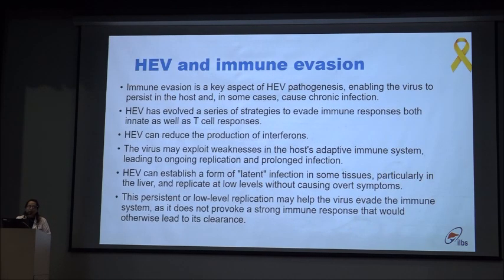This is something alarming. So the new concept is that HEV is capable of immune evasion, and it is a key aspect of its pathogenesis. It allows the virus to persist in the host and can cause chronic infection. HEV has lots of strategies by which it can evade the immune responses, including T-cell based responses: innate, humoral, as well as cell-mediated immune responses. The virus exploits weaknesses in the host adaptive immune system, and that is why prolonged replication and prolonged infection occur. The new insight is that it can also establish itself as a latent infection in certain tissues apart from the liver, and can sometimes get reactivated and cause persistent overt symptoms. Although not many good studies are there which can prove these effects, these are only speculations.